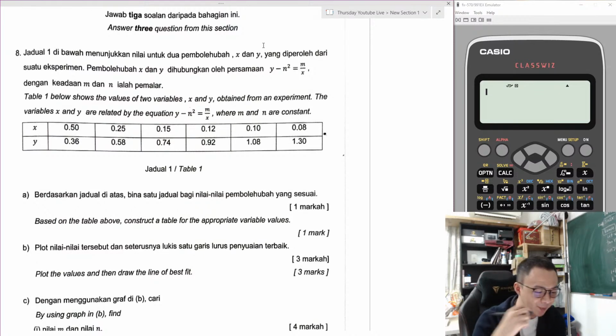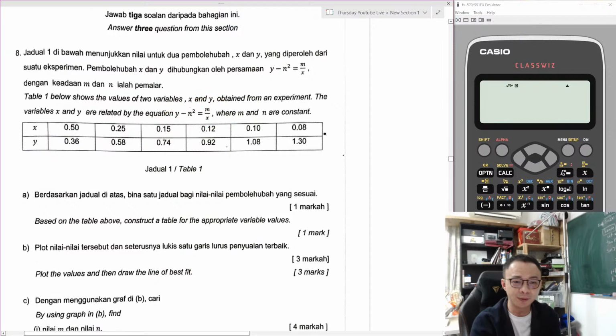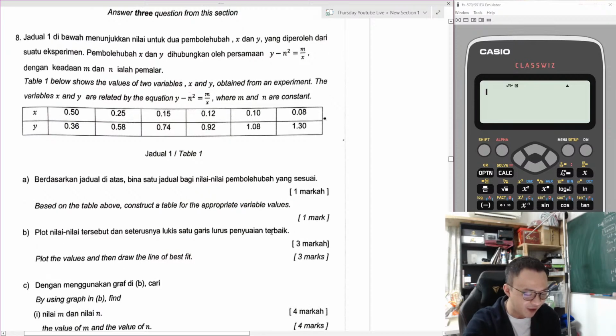Alright, so the table actually shows the values of two variables x and y obtained from an experiment. The variables x and y are related by this equation. Based on the table above, construct the appropriate variable values. This one I do not want to tell you what the values are. Then plot the values and draw the line.